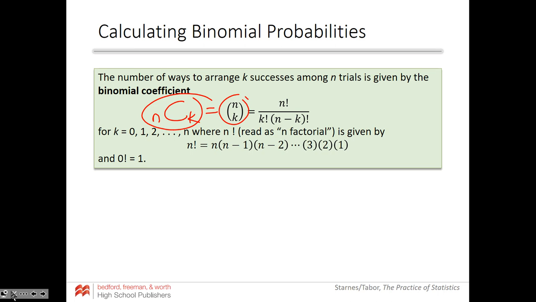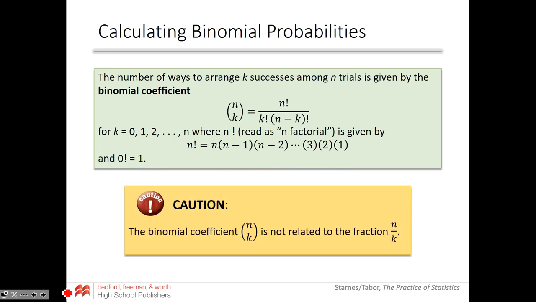So n factorial is n times n minus 1 times n minus 2, et cetera, et cetera. So for example, 5 factorial is 5 times 4 times 3 times 2 times 1. That's what 5 factorial is, okay? 0 factorial is a little tricky. We define 0 factorial to be equal to 1.